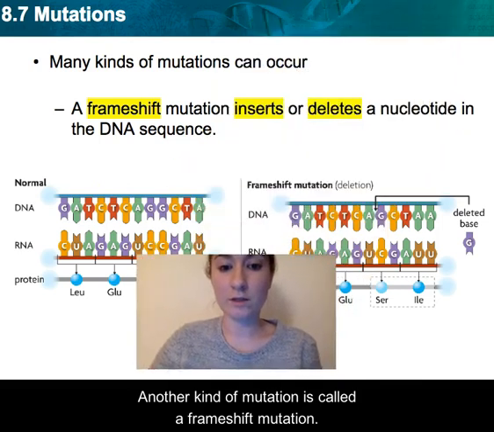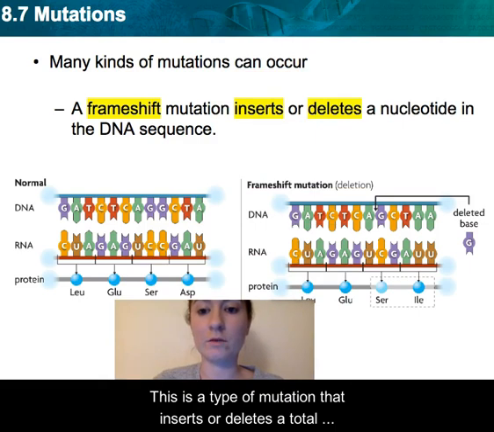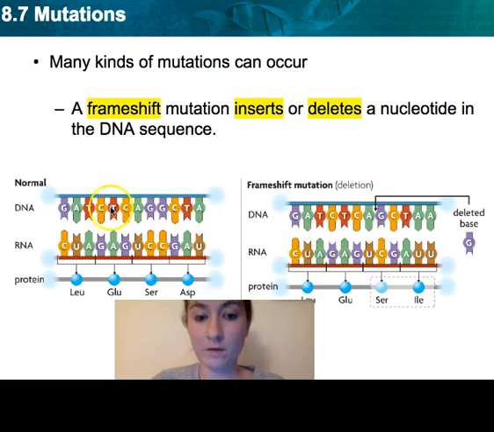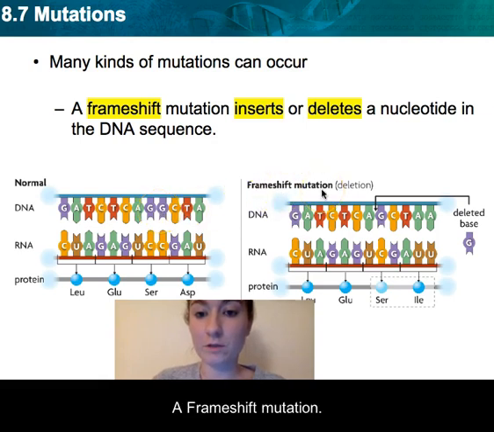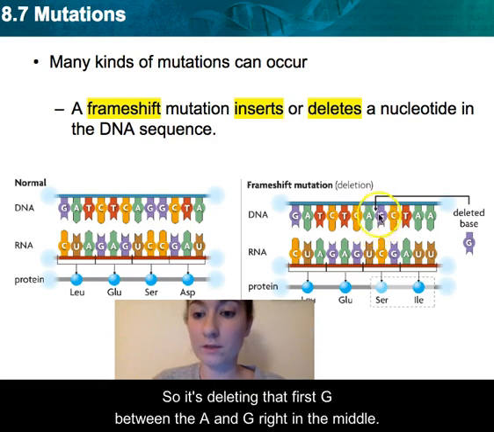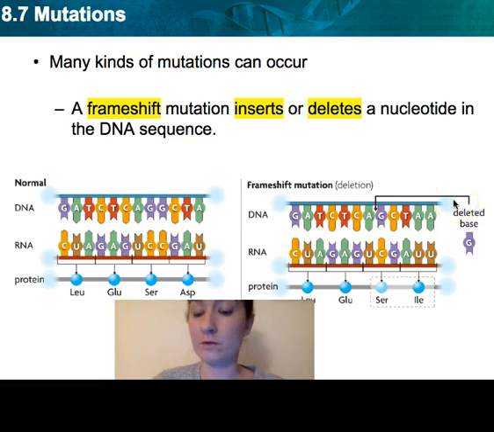Another kind of mutation is called a frame shift mutation. This is a type of mutation that inserts or deletes a total nucleotide in a DNA sequence. This is the normal sequence over here, and it is showing you that there is 2 Gs, AGG. A frame shift mutation, this example is going to delete one of those Gs. So it's deleting that first G between the A and G right in the middle. It's taking it out. Deletion means to take out.